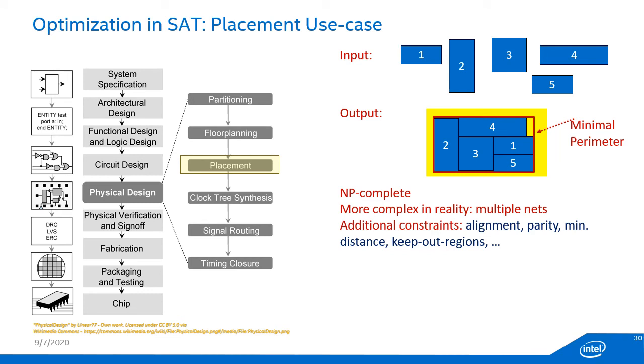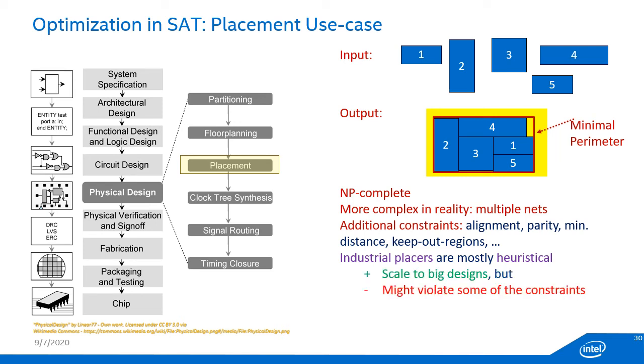And there is also a bunch of additional constraints: alignment, parity, minimal distance between rectangles. There are some keep-out regions, etc. In practice, the placers are mostly heuristic in the industry, and these placers scale to big designs, but they might violate some of the constraints, so they are not guaranteed to be clean. And also, if one has to change the constraints because something changed in the outside world, then it's not trivial. You need to change the tool itself.